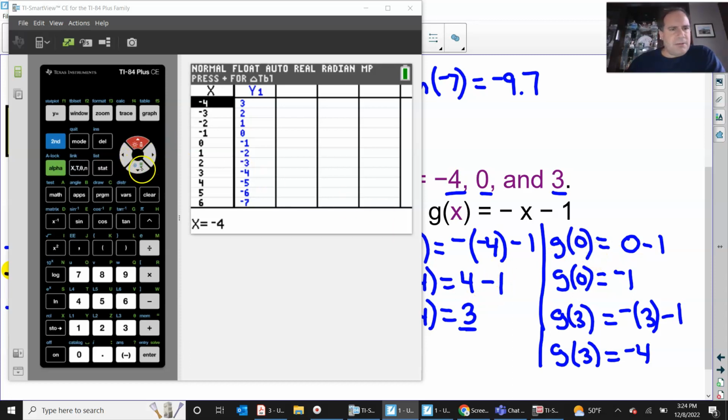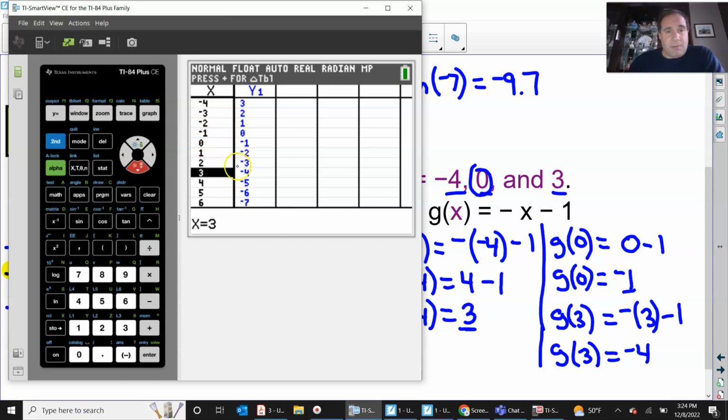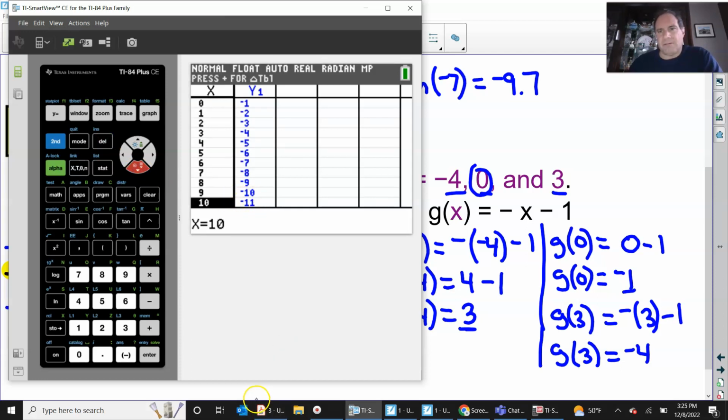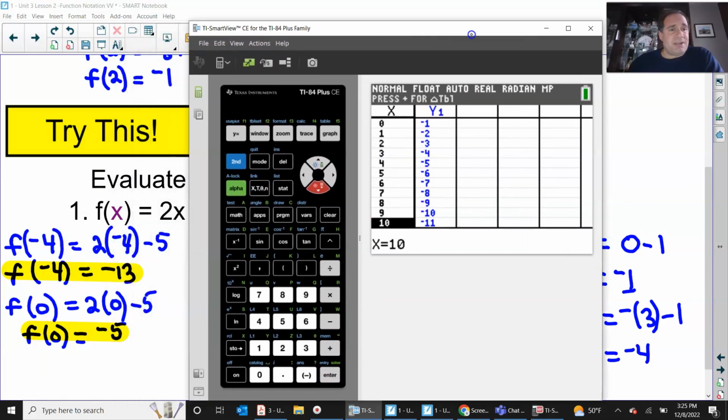Now we're going to go down to 0. When x is 0, what's the y going to be? Negative 1. Look, I have my negative 1 here. So you could really just put this equation in and figure it out, and you could see what the y is. The calculator does the work for you. You could say, evaluate this for when x is 10. Right here, 10, so the y is negative 11. That's it. I would do that pretty much 100% of the time.